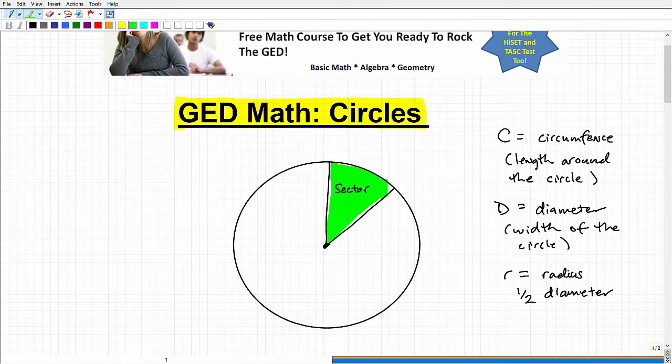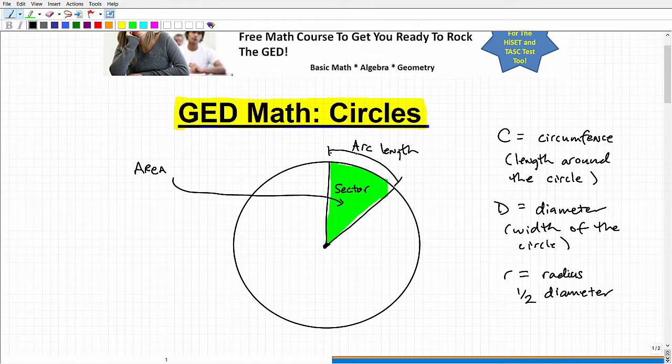Now, with the sector of a circle, we can do a few things with it, okay? When we're talking about circles, we could find the area of this part of the circle, or we can find the length from here to here. We call this the arc length, okay? The arc length from here to here. So an arc is just part of the circumference. Part of the circumference is an arc, okay?